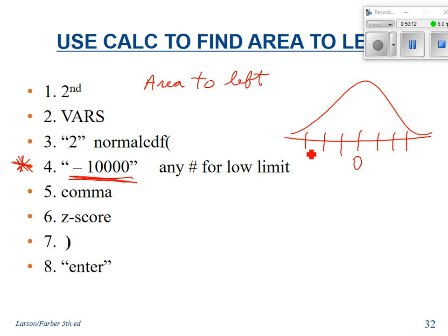Looking at the graph, wherever we're at, we want to punch in the low limit, which is going to be way down here somewhere, and the z-score, or the high limit, and that's going to tell us the area that falls from there down to the left. So if you punch in negative 10,000, that's going to make sure it includes everything.